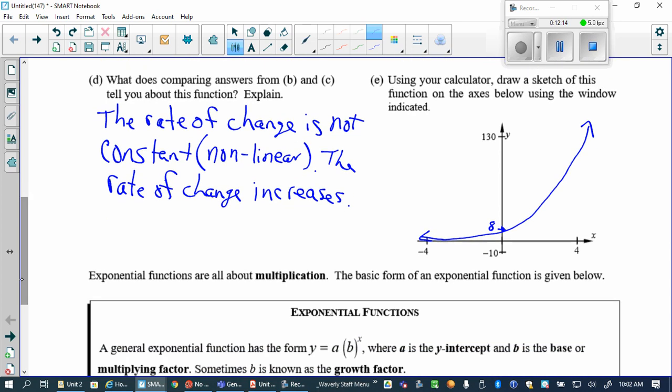We're just making a rough sketch. But this is what an exponential growth graph looks like, right? It's a curved line. Now, quadratics are also curved, right? But these are different curves. It never comes back up on itself. It doesn't make a U. It makes a slide, like somebody said.